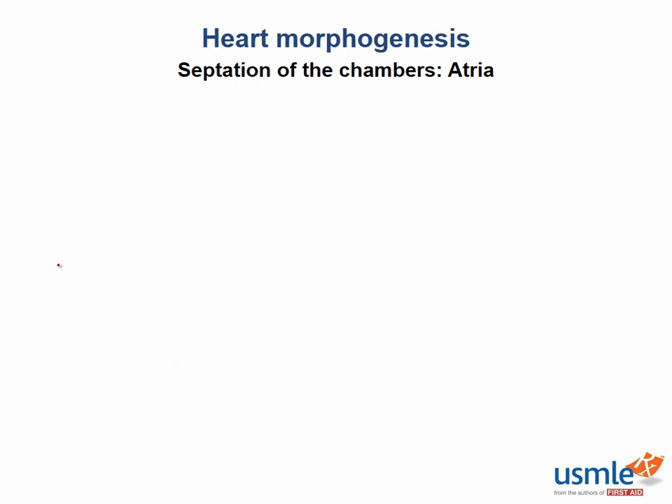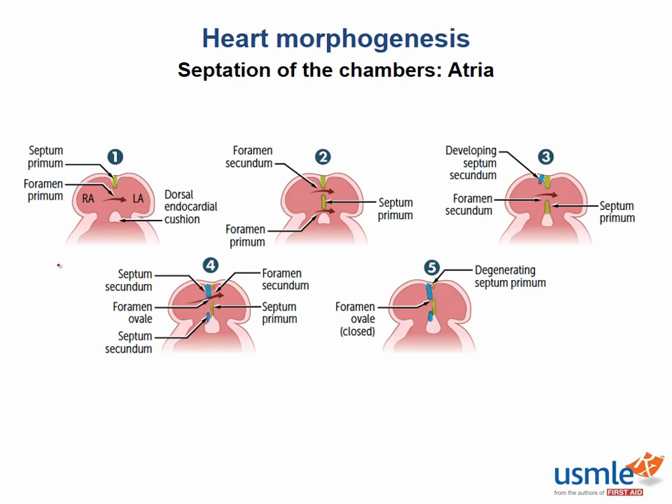Alright, now let's talk about septation of the atrial chambers. The name of the structures involved in the development of the atria will help us understand these events. We'll start off by using this diagram. So first off, a segment of tissue will begin to grow down from the top of the atria. This is called the septum primum.